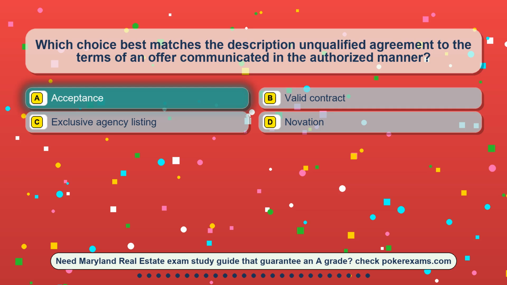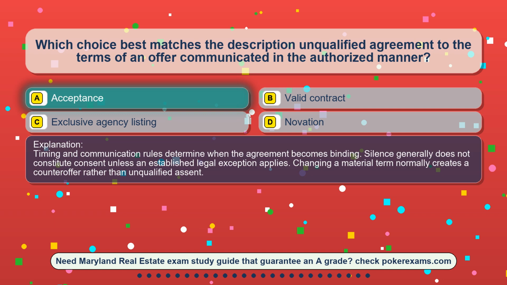The correct answer is option A, acceptance. Timing and communication rules determine when the agreement becomes binding. Silence generally does not constitute consent unless an established legal exception applies. Changing a material term normally creates a counteroffer rather than unqualified assent.